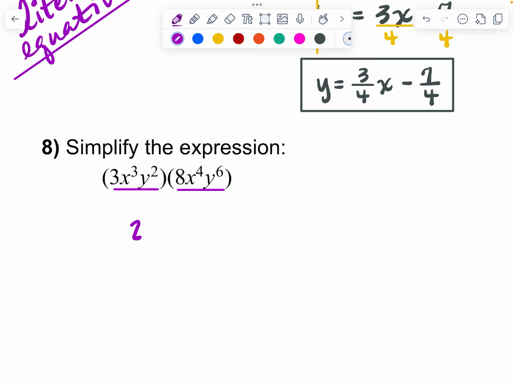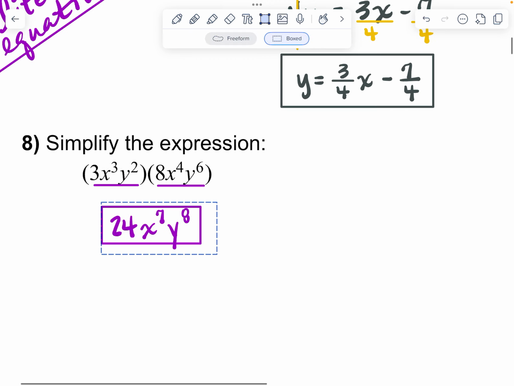So 3 times 8 is 24. X cubed times x to the 4th, right? We're going to add the exponents. You keep the base and you add, because there's 7 total x's in the problem, if you were to write this out longhand, which I'm not going to do here. And then I have 2 y's, and I'm adding 6 more y's to the chain of multiplication. So that's going to give me 8 total y's. Right? And that is my answer.